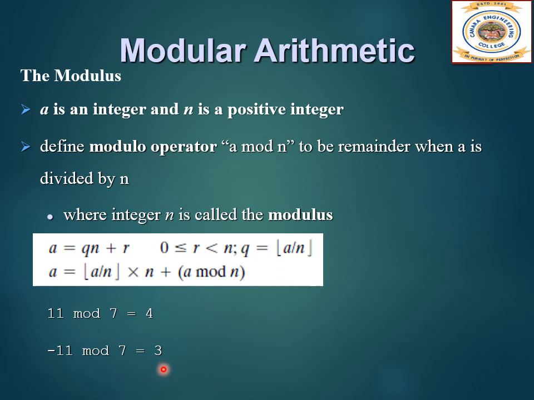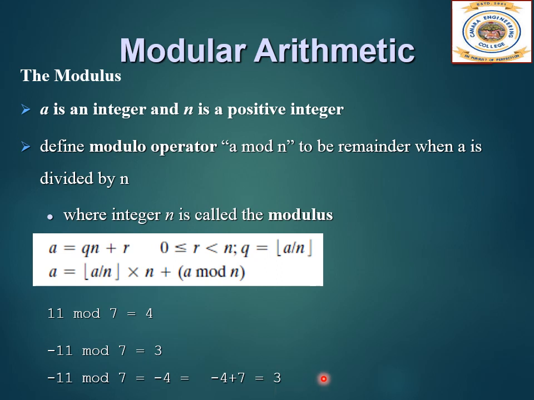When we divide minus 11 by 7, what is the quotient? Quotient is again 1. But what is the remainder? Remainder should be minus 4. But here we are getting 3. How is that possible? Let us see. We get it as minus 4, it is correct. But what we do is we add 7 to minus 4 and we get 3. Now this concept will be clear when we see the residues later on.